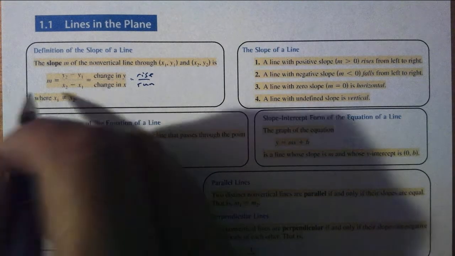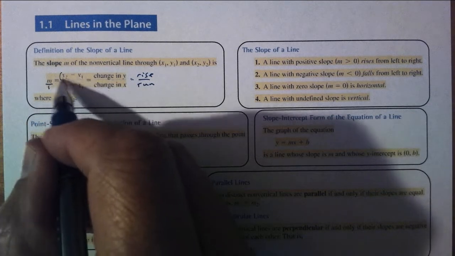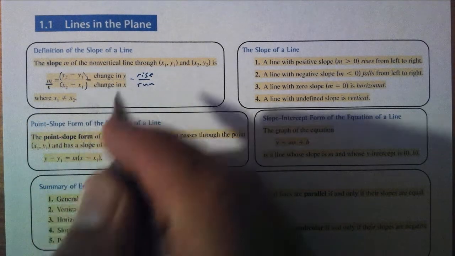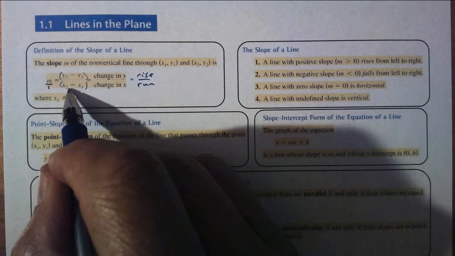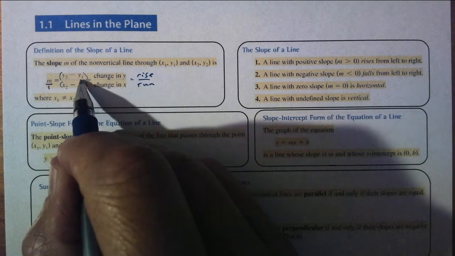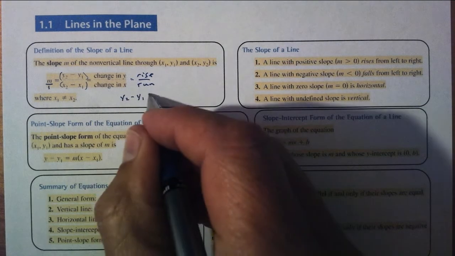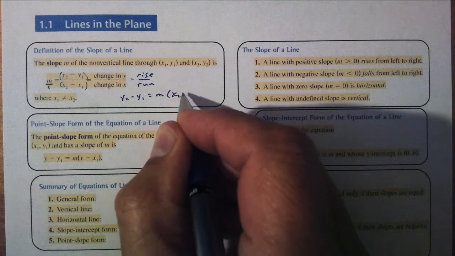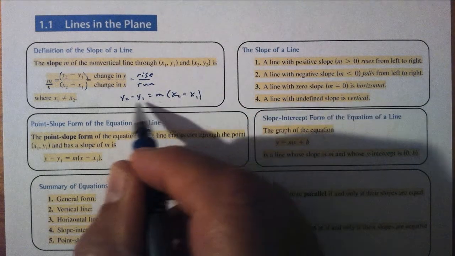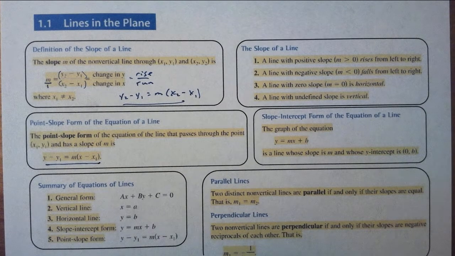One thing to note about this: if I was to take this slope m, put that over 1, and cross multiply, I would get y2 minus y1 times 1 equals slope times x2 minus x1, and we virtually have our point slope formula, something you might not have made a connection with before.